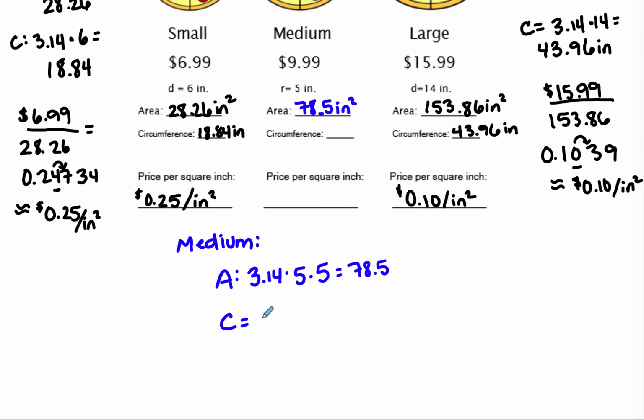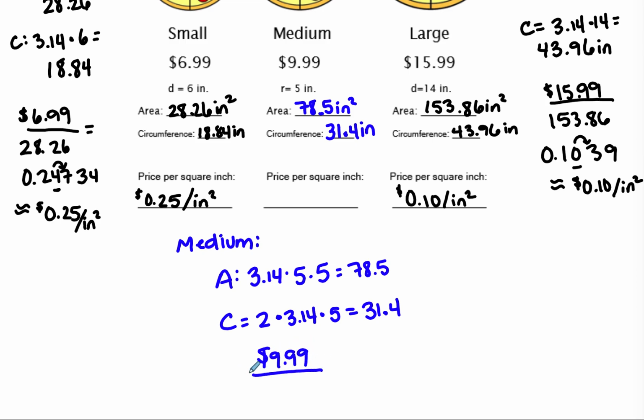For circumference, we're going to do 2 times 3.14 times radius. We're doing times 2 because we have a radius instead of a diameter. That's going to be 31.4 inches.